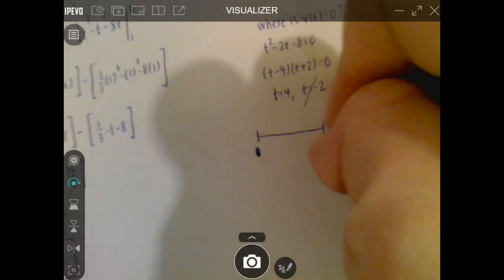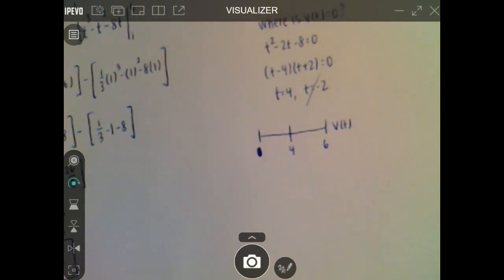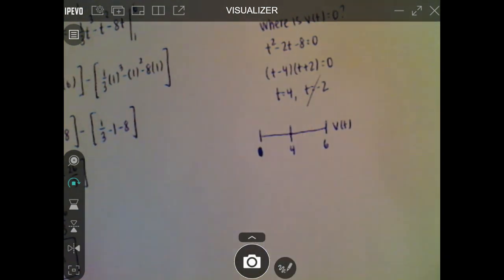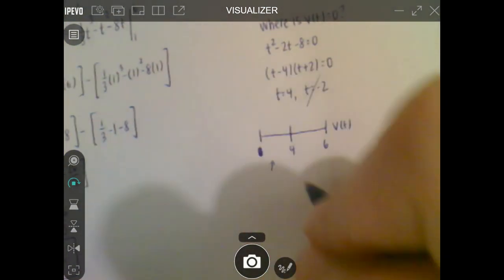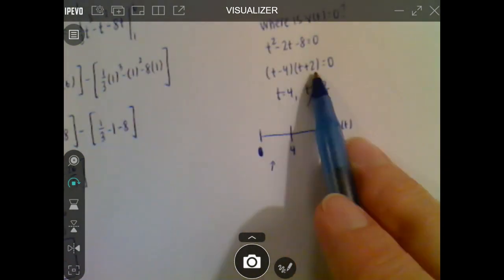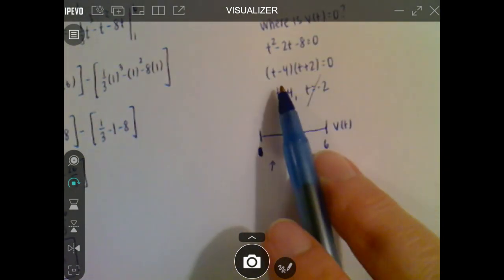And I'm going to start my sign chart at the t-value of 1, and I'm going to end it at the t-value of 6. And I'm going to put 4 in the middle because that's the place where my particle or whatever is changing directions. And I need to figure out what is the sign of v of t here. So I'm going to pick a value in between here, and I'll just use 2. I'm going to plug 2 into here.